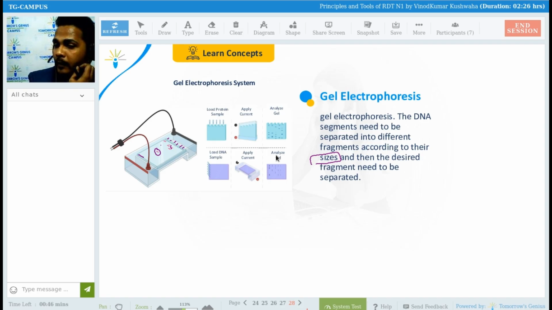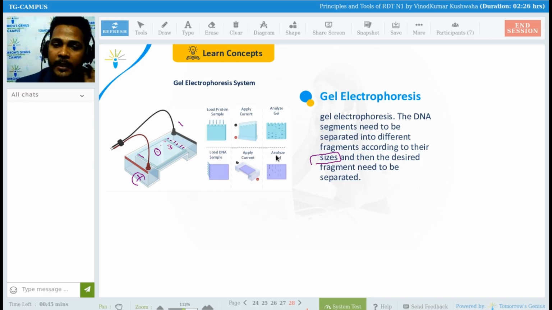Now, what is the process of this entire system? What needs to be prepared? So very first, as I told you, DNA has two important charges, positive charge and negative charge, right? You can see in the DNA also, this is the negative charge and this is the positive charge. So there are positive and negative charges.